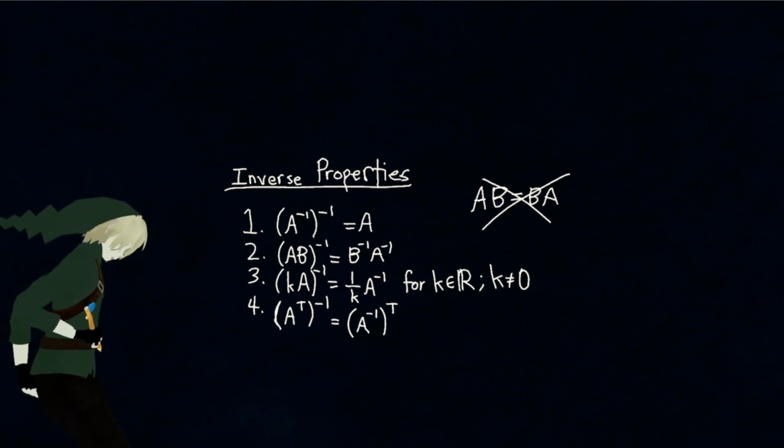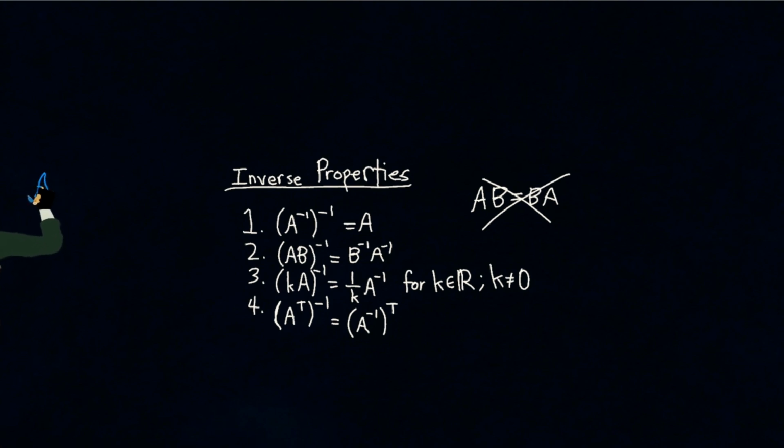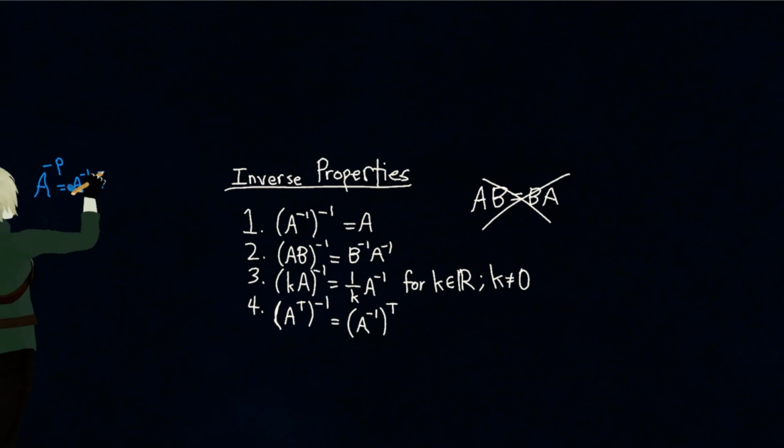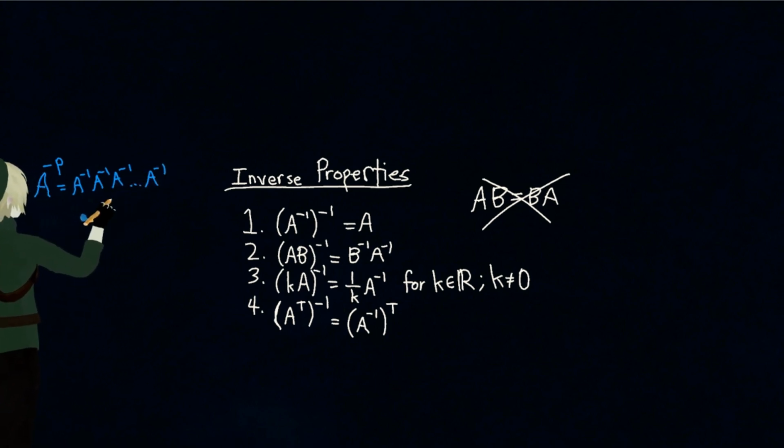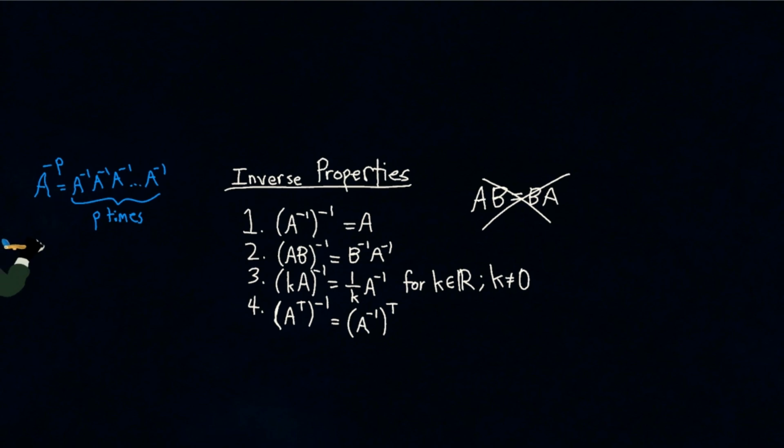So we can also have a negative exponent like this. Let's say you have a matrix A to the power of negative p. Then what that means is that we are multiplying the inverse of A, the inverse of A, the inverse of A, we are multiplying the inverse matrices p times. Or I guess you can put it, we are computing the inverse of A to the power of p.